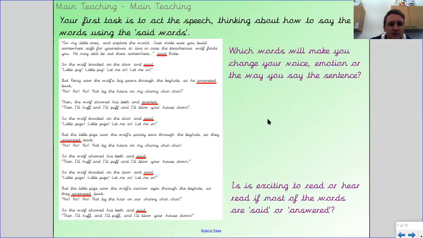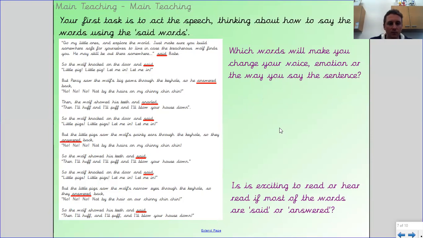So let's just go through and check which ones they are. So there, answered, snarl, we did together. Okay, the next one was said. They've used the word answered again as an alternative for said. Okay, that's fairly self-explanatory. So the wolf knocks on and said. Okay, answered again. Oh, the rest of them are fairly simple, okay, to find. So well done if you found those with your partner if you're in school, or well done if you found them at home, that's great.